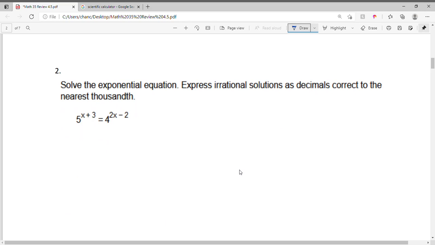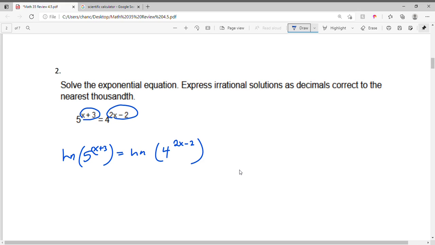Question 2. Solve the exponential equation. Express irrational solutions as decimals correct to the nearest thousandths again. 5 raised to the x plus 3 equals 4 raised to the 2x minus 2. Again, we have exponents that have variables attached to them, so we'll have to take the natural log of both sides. The natural log of 5 raised to the x plus 3 is equal to the natural log of 4 raised to the 2x minus 2.